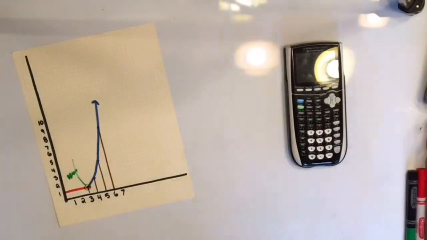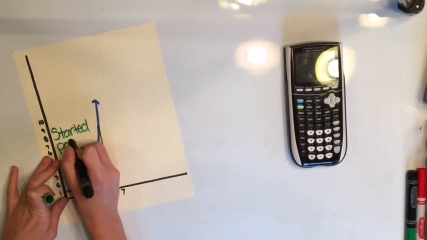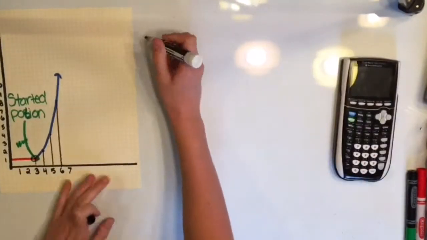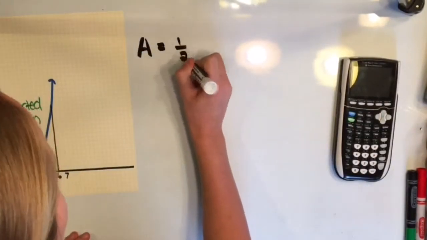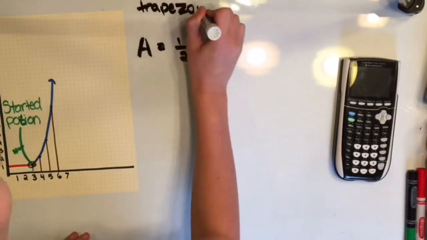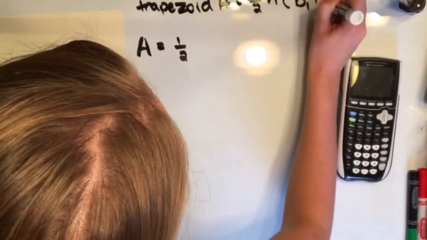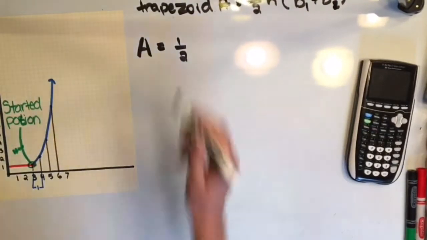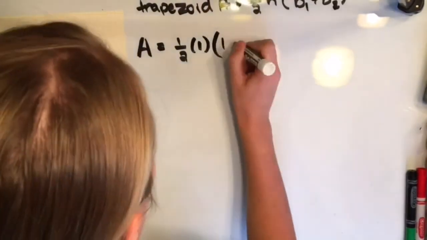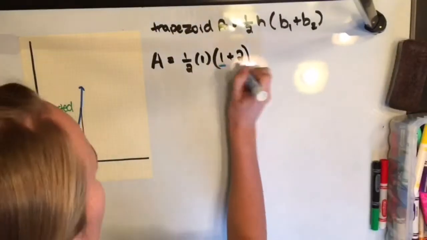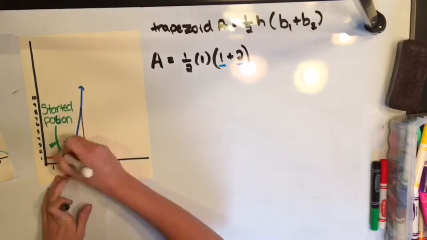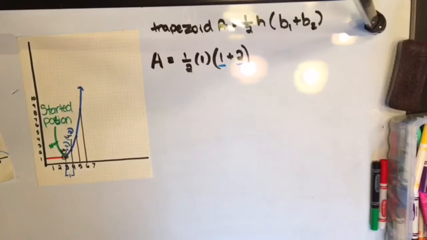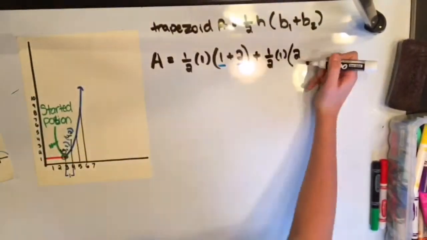So we need to find the 3 rectangles under the curve of the purple line, and that will give us the area under the line, which is the amount of hair she has grown. In this case, we're going to use the trapezoid instead of rectangles because it is more accurate. The equation uses 1/2 times h, times the first base plus the second base.